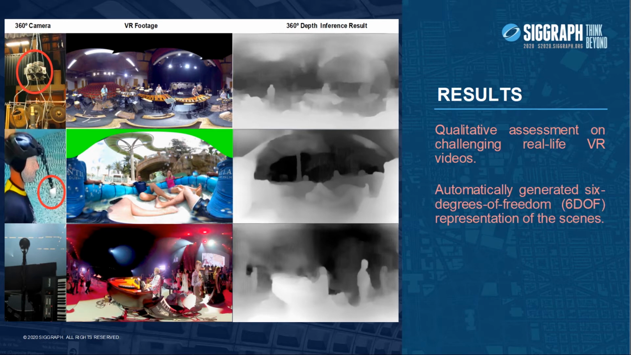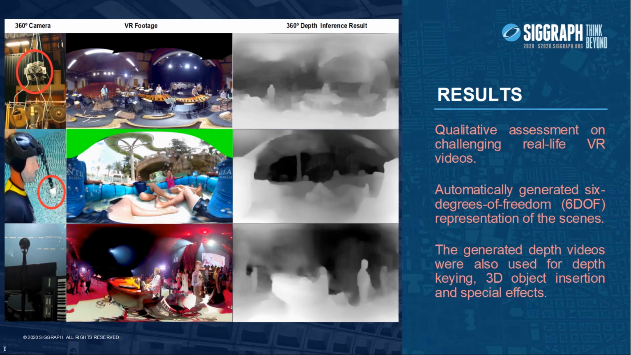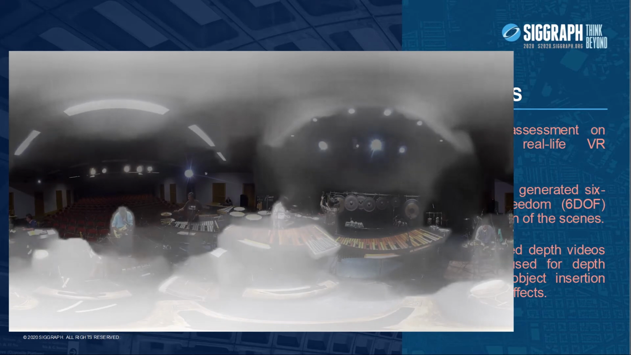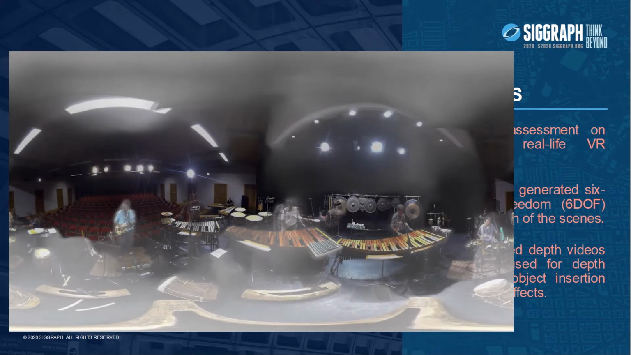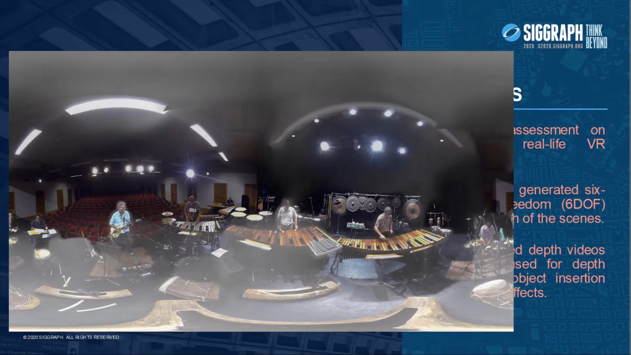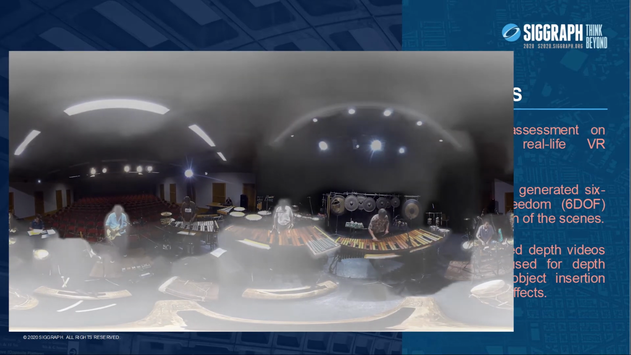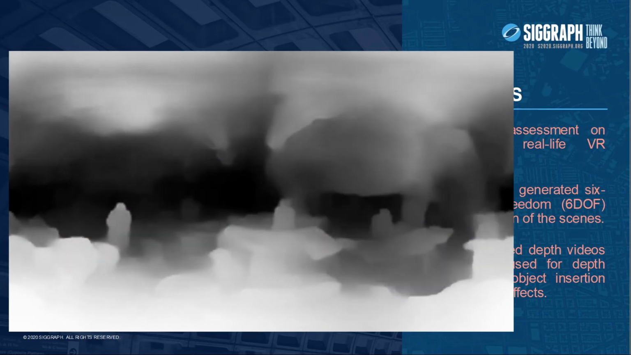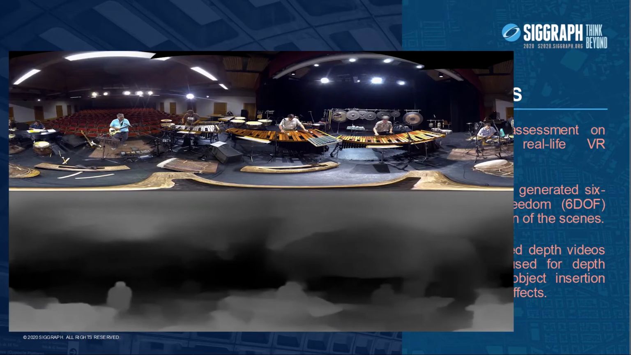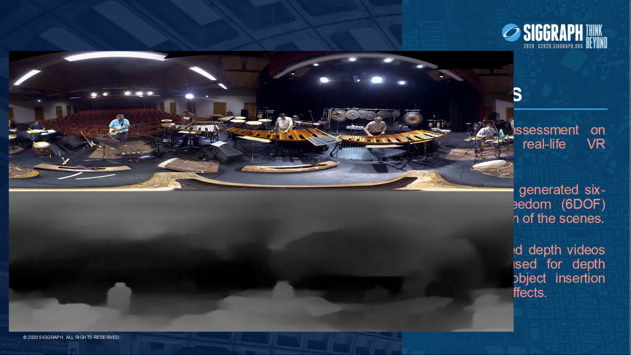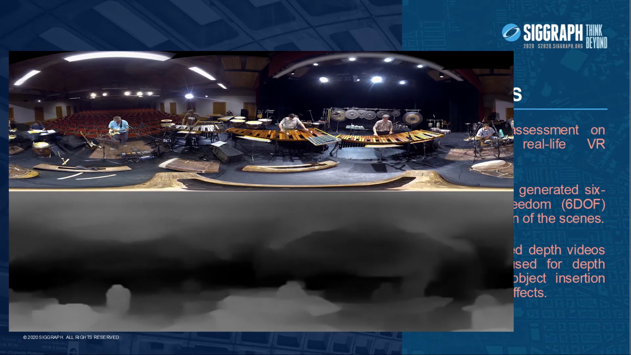On the left, you see the input monoscopic virtual reality image, and then on the right, you'll see the 360 estimated depth. We use a qualitative assessment on challenging real-life videos and automatically generated 6 degrees of freedom representations of the scenes. The first video shows a music clip recording using an old 6 GoPro rig suspended over the stage. You could see the depth map generated overlaid on the original image, showing the performance as well as the instruments around.